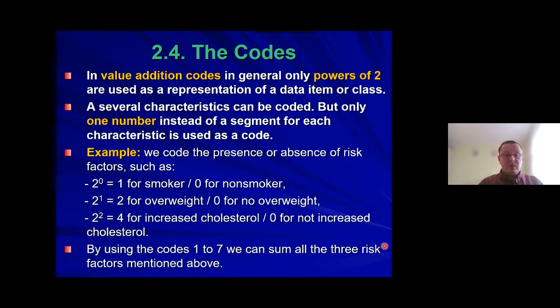Okay, the next type of codes, value additional codes, generate only powers of 2 and use them as a representation of data items or classes. Several characteristics can be coded, but only one number is used for the code instead of a segment for each characteristic. Here, for example, is a given case for bad habits and a consequence, like increased cholesterol or not.